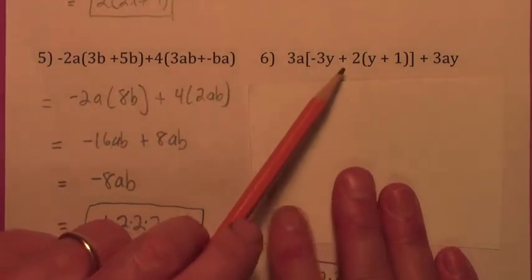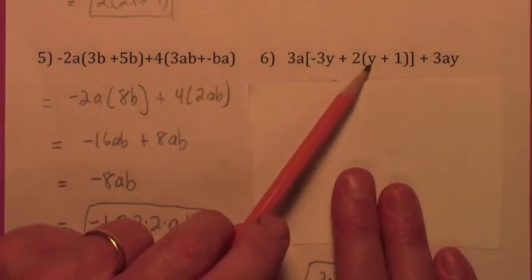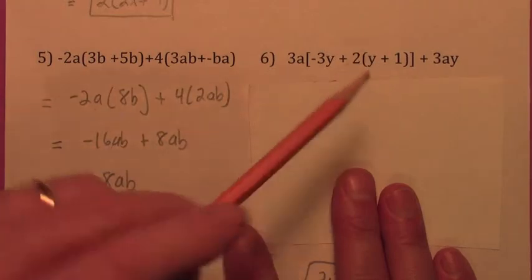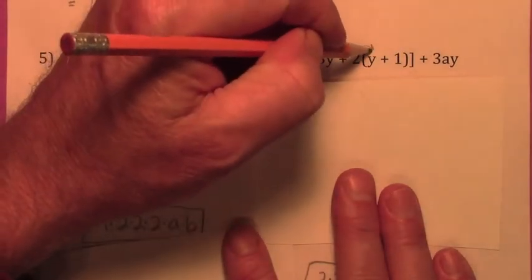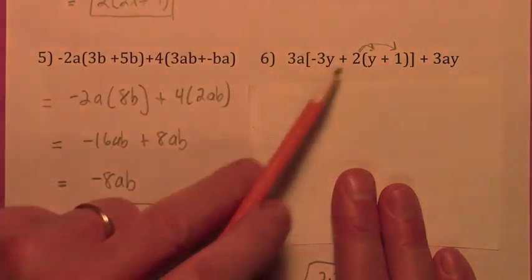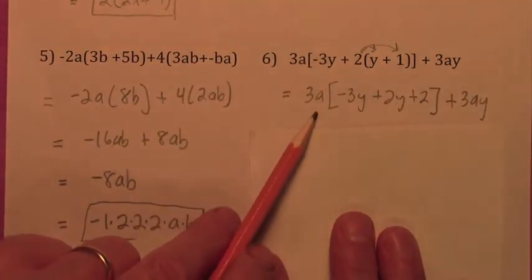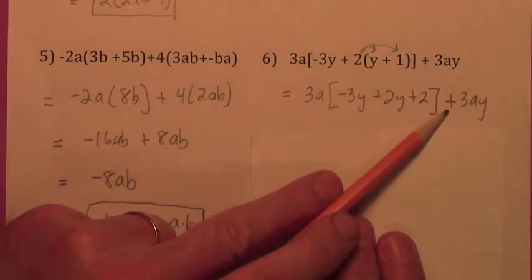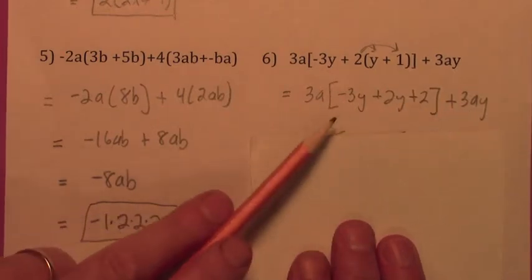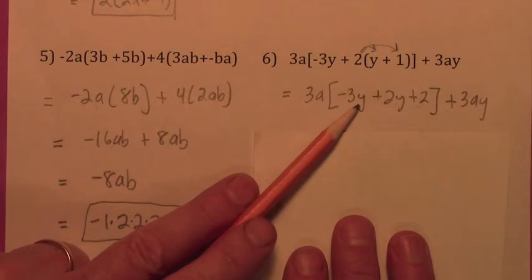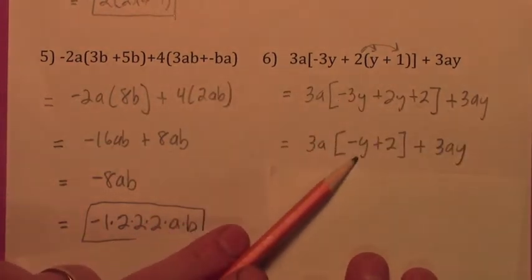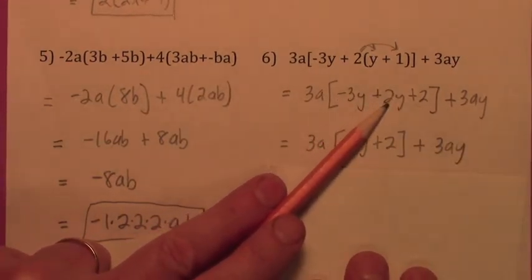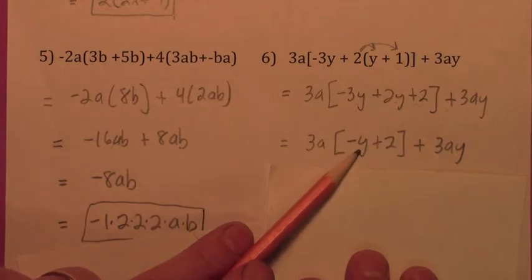Okay, on this last one then, inside the innermost parentheses, you see y plus 1. Those aren't like terms. So the first step that you can do here is distribute this 2. We write the whole problem down though. It's still 3a times the quantity, -3y plus 2y plus 2, plus 3ay. Now let's combine like terms. See the -3y and the 2y becomes -y right there.